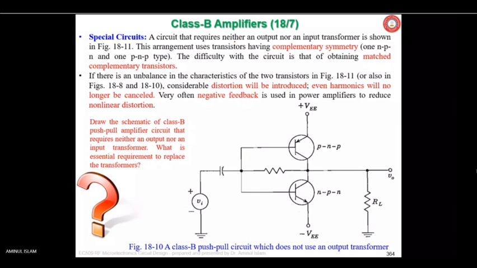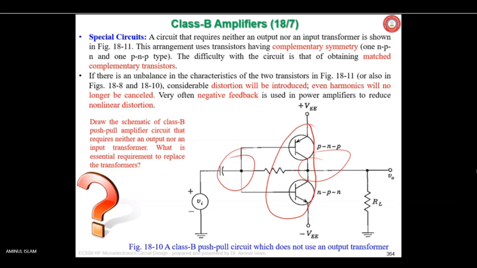A circuit that requires neither an output transformer nor an input transformer on this side. So both the input transformer and output transformer are eliminated. So what is the requirement? The requirement is that PNP and NPN complementary transistors should be used. This arrangement has transistors having complementary symmetry, that is, one PNP, one NPN.